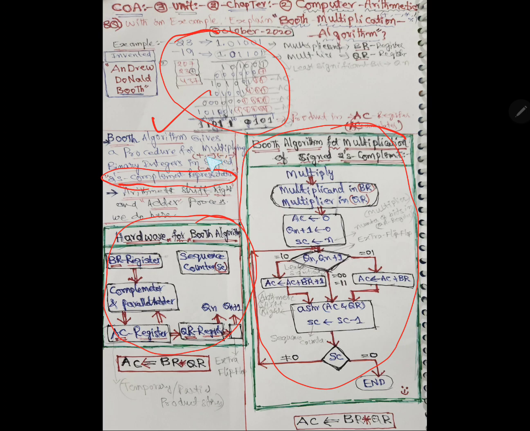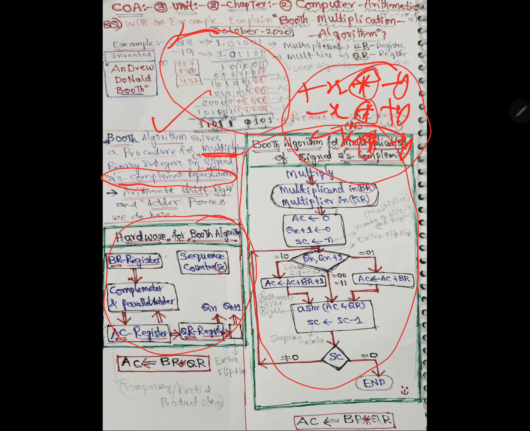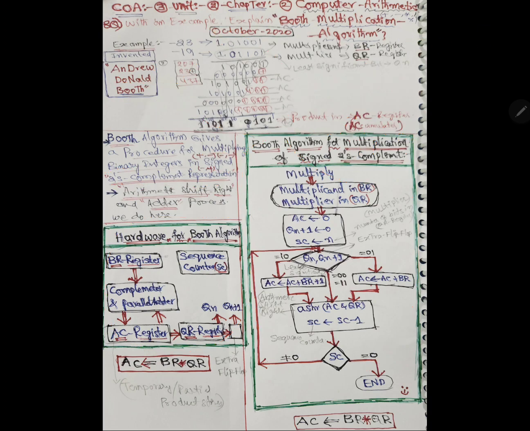2's complement is for signed values. Right. It means negative values, like plus x into minus y, or minus x into plus y, or minus x into minus y. In this type of scenario we use Booth's multiplication algorithm. Andrew Donald Booth is a scientist's name. Right, write neatly and clearly. Use 2 black pens and 2 blue pens. Write neatly. You may get any question. I have shown you the question paper also. At the end, I will put the playlist and the previous video on the multiplication algorithm also. See the diagram completely.